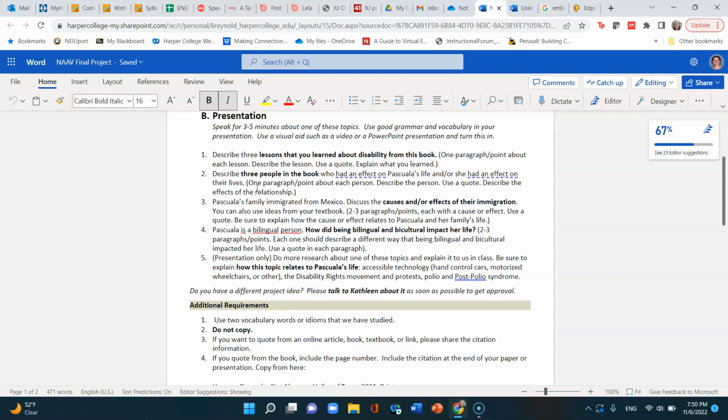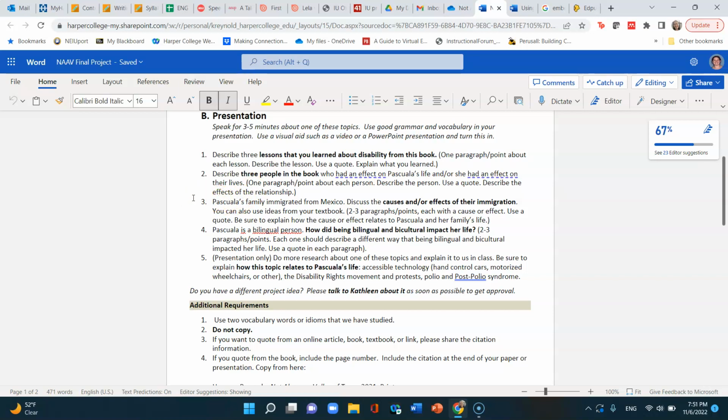So for example, maybe you learned that some places are not accessible to people who use wheelchairs. So you would explain the lesson that you learned and use a quote from the book to illustrate it. Number 2, describe 3 people in the book who had an effect on Pasquale's life, or she had an effect on their lives. You will write 1 paragraph about each person. Describe the person, use a quote, and describe the effects of the relationship.